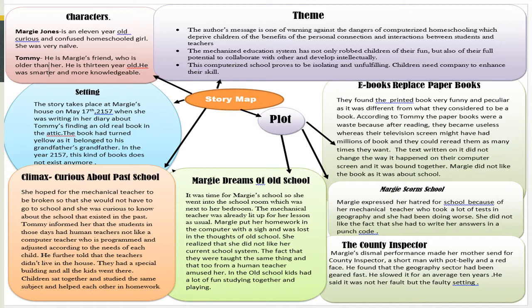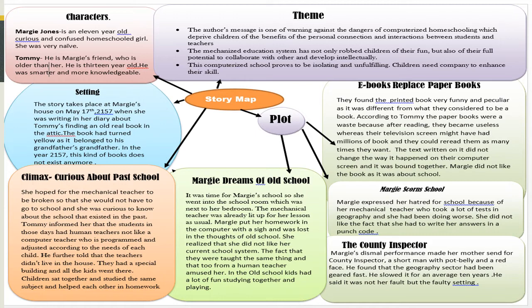She was very inquisitive. So, Tommy informed her that the students in those days had human teachers, not like a computer teacher who is programmed and adjusted according to the needs of each child. He further told her that the teachers did not live in the house either. They had a special building and all the kids went there. Children used to sit together, study the same subject and help each other in homework. Finally, with this, we have covered the three elements, that is the setting, plot, and the climax.